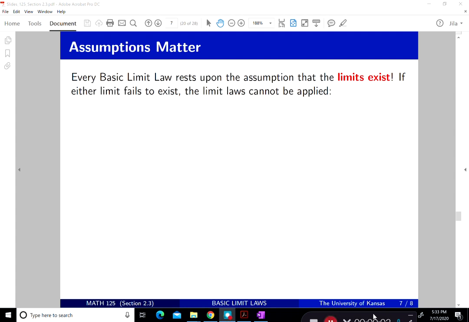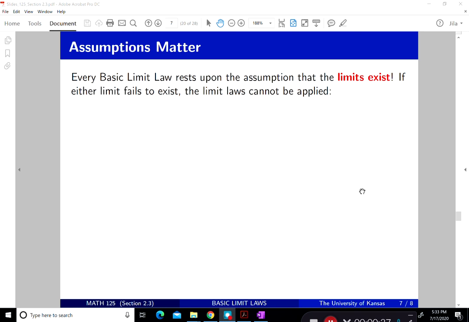Assumptions matter. One thing that we had with the basic limit laws that we discussed in this section, by the way, we're doing section 2.3, was that there were always assumptions. With the product law, two limits have to exist. With the quotient law, two limits have to exist, and the denominator has to be non-zero.